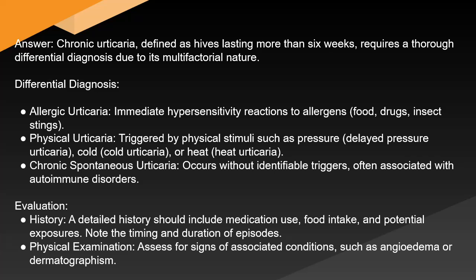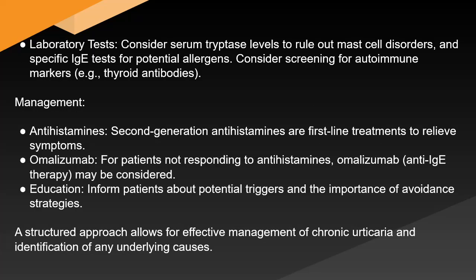Chronic spontaneous urticaria occurs without identifiable triggers, often associated with autoimmune disorders. Evaluation. History: a detailed history should include medication use, food intake, and potential exposures. Note the timing and duration of episodes. Physical examination: assess for signs of associated conditions such as angioedema or dermatographism. Laboratory tests: consider serum tryptase levels to rule out mast cell disorders and specific IgE tests for potential allergens. Consider screening for autoimmune markers, e.g.